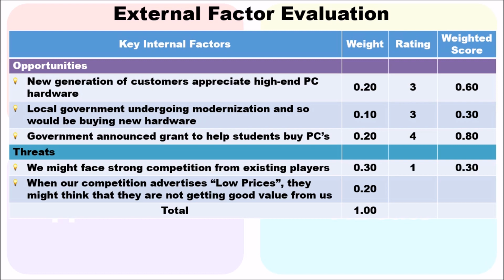Strong competition, we'll give it a 1, that'll be 0.3. And low prices, a 2, so 0.2 times 2 is 0.4. So now the weighted score adds up to 2.4. That's what your weighted score is for the external factor evaluation.